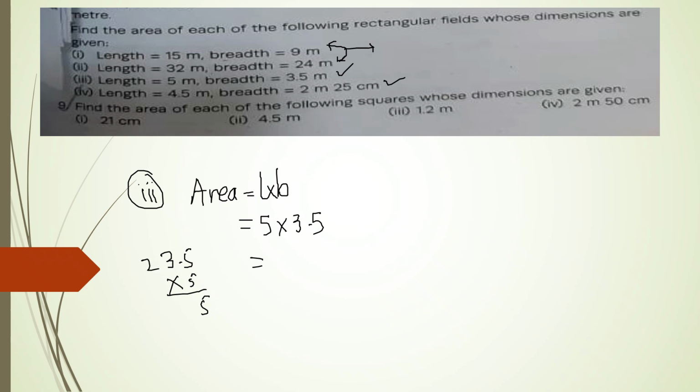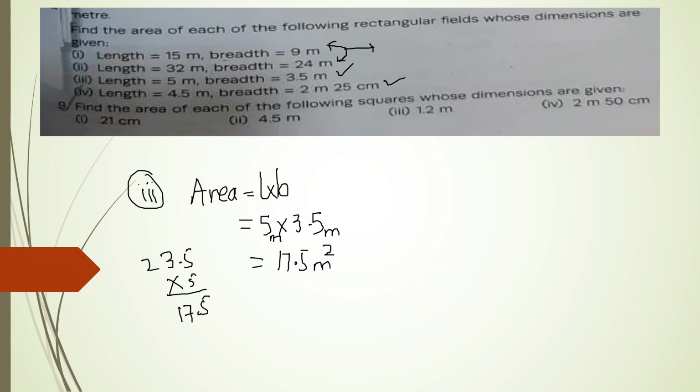Part 3 says the length is 5 and the breadth of the rectangle is 3.5. You have to find the area. So area is equal to, as we know, L multiplied by B, right? So L is 5 and B is 3.5. When we multiply 3.5 with 5, we get 17.5. And what will be the unit? Here we have meter, here we also have meter, so meter times meter becomes meter square. So the area is 17.5 meter square of this rectangular field.